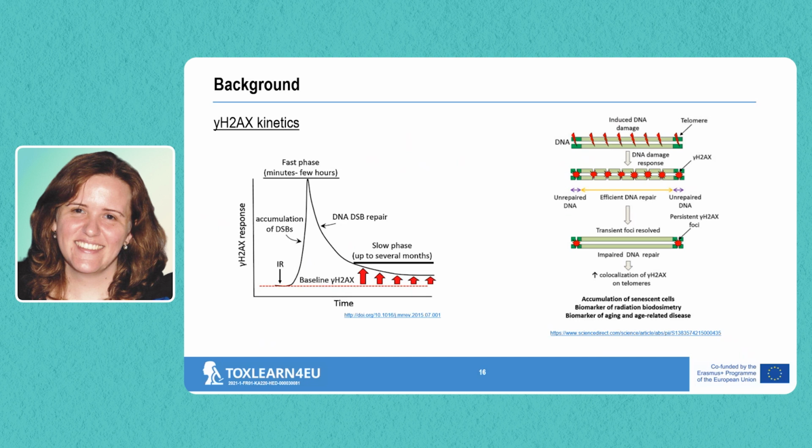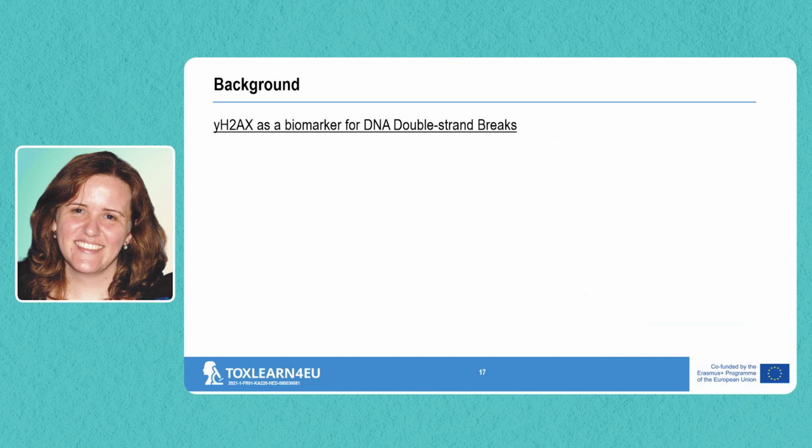There is a very nice paper that I'm just showing you here. One of the possibilities for this persistent H2AX phosphorylation is that this kind of damage accumulates in the telomere section of the DNA. It's quite nice. If you are curious, you can take a look at it. It's one of the hypotheses.